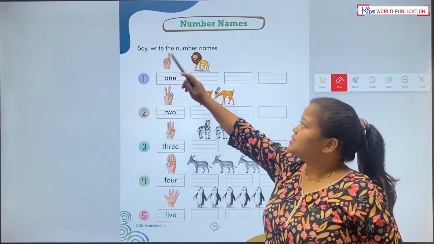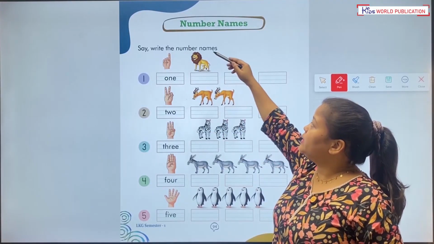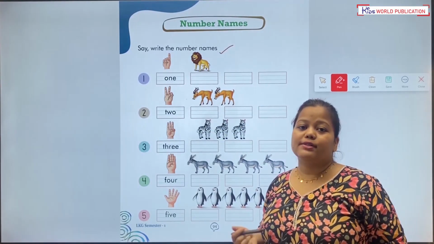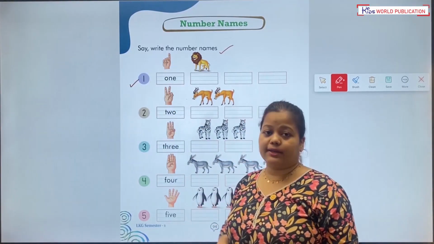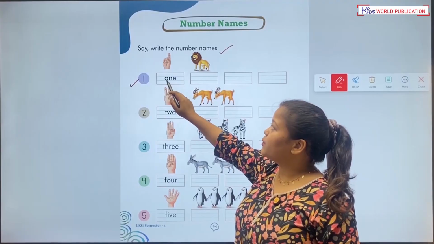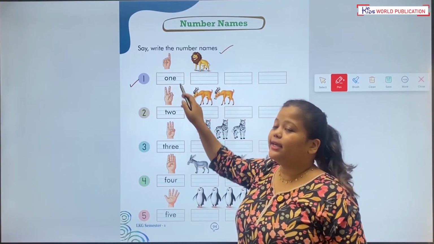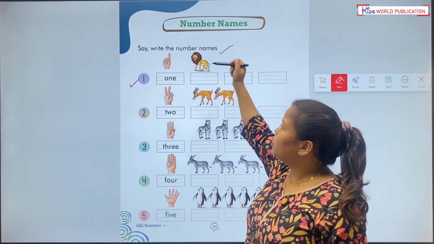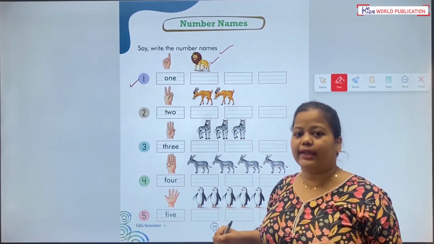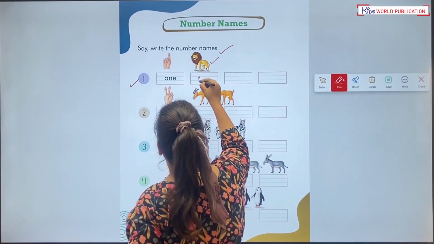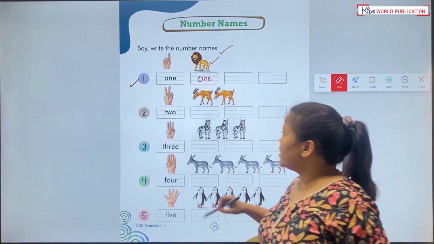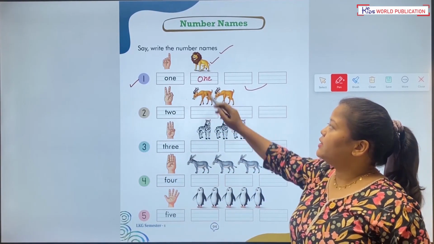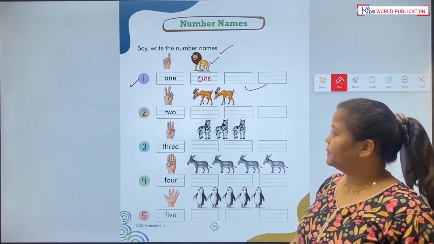Number names. Say, write the number names. So kids, we will say and write the number names. This is 1. 1 finger, so we'll write O-N-E, 1. Here only one lion, will write O-N-E, 1. And the rest of the space you will fill with the O-N-E, 1 number.